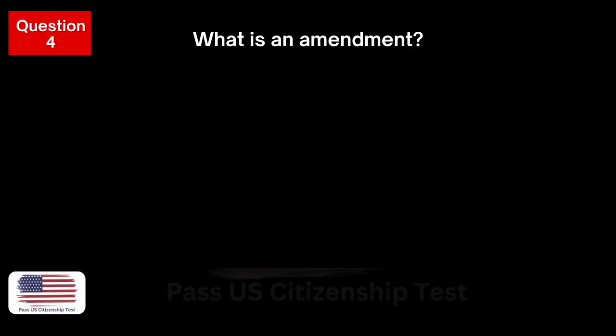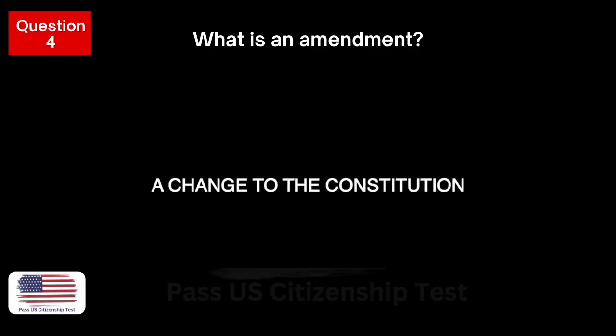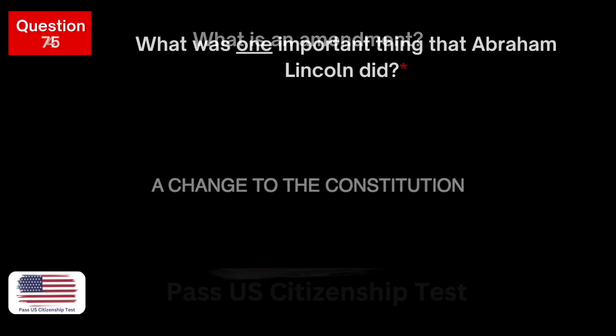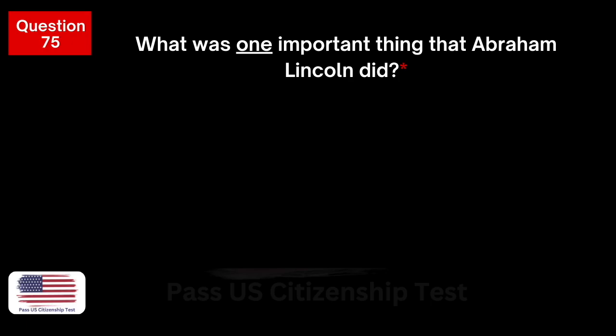What is an amendment? A change to the Constitution. What was one important thing that Abraham Lincoln did? Freed the slaves.